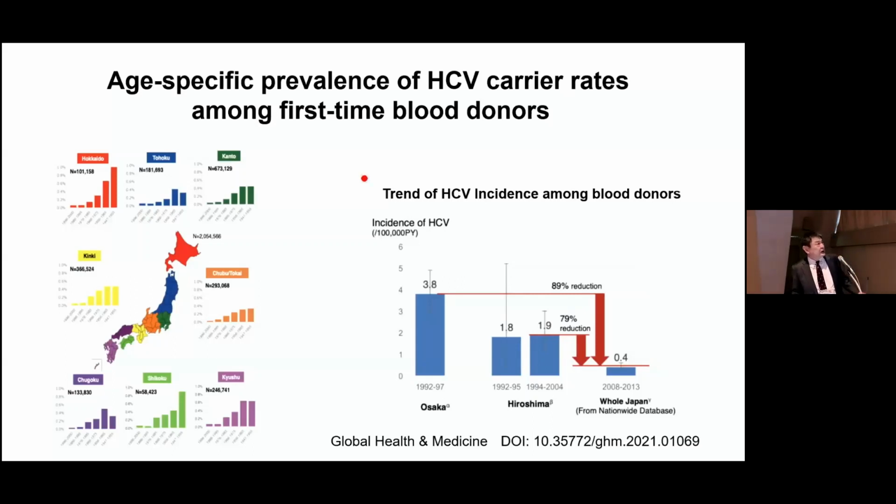But for Japan as a whole, this is the HCV positivity rate. In the 1990s we had almost 4.0% positivity, but now we have only 0.4% after these 3 decades. So I think the prevalence of HCV is dramatically decreasing here in Japan.